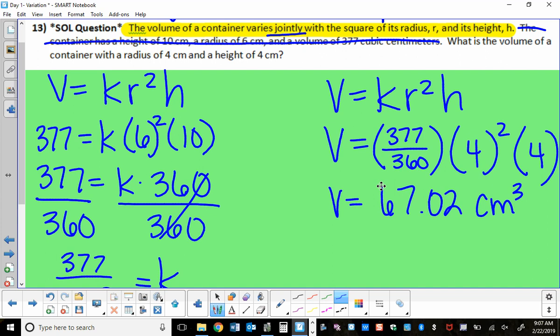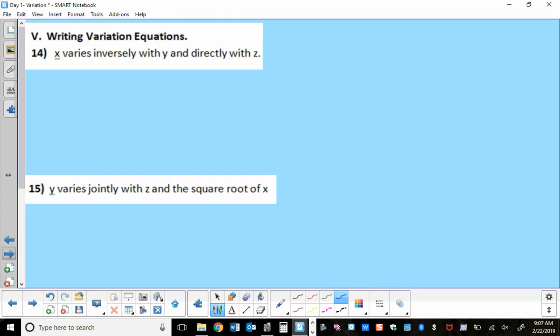All right, one last thing, part 5. Part 5 is writing the variation equations, okay? This is where it gets a little bit harder, but not really. Let's write what we see. X varies inversely with y and directly with z. So my important parts here is that we're inversely with y and then directly with z. So x varies, so that's going to be x equals. After my equal sign, I need to write what letter? K, don't forget it. So x equals k. And then it's inversely with y.